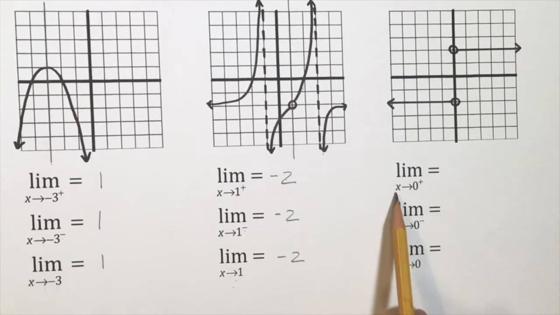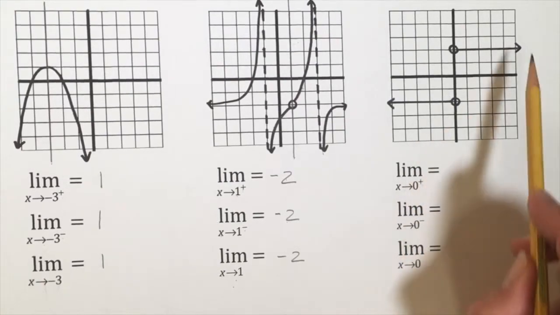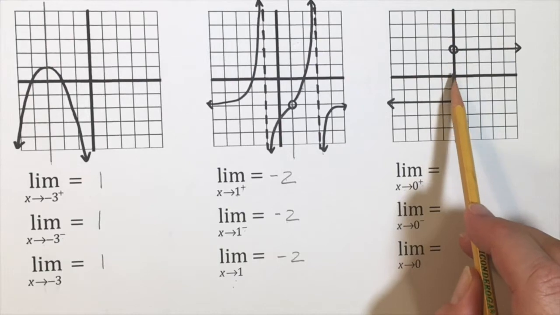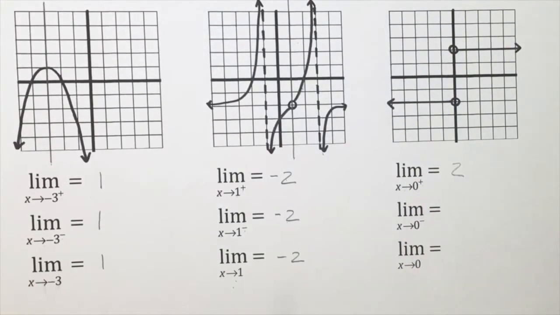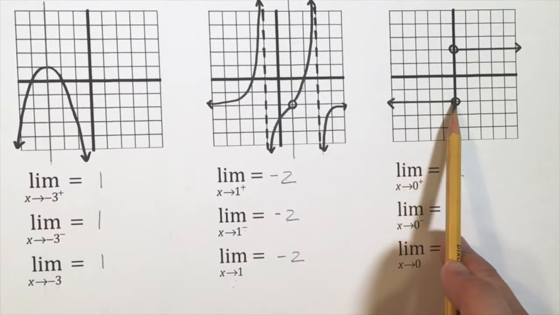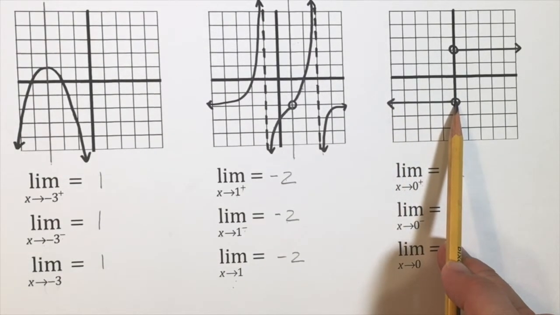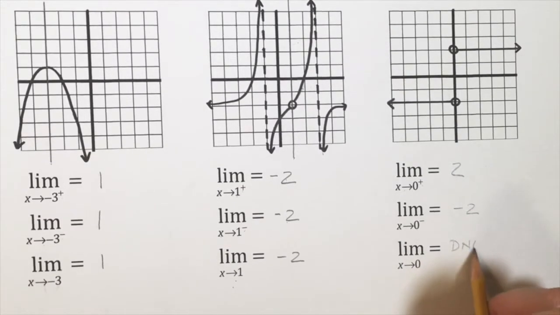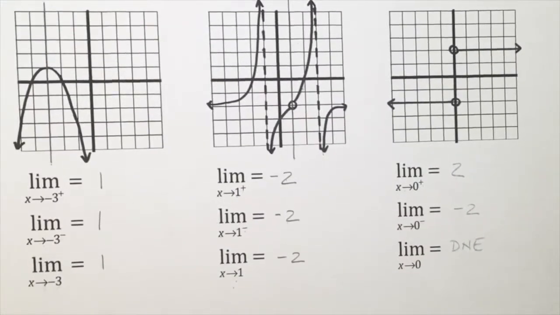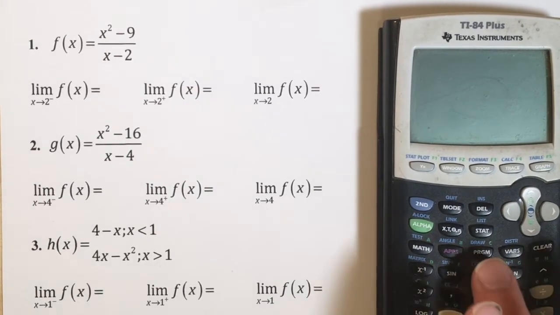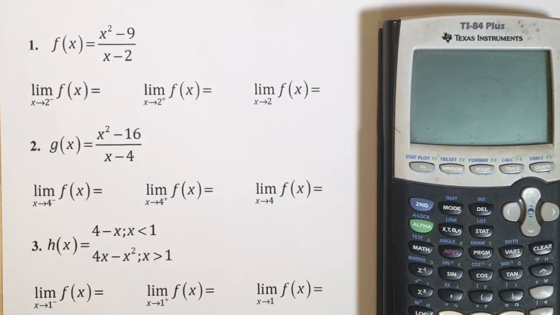Let's see the limit as x approaches 0 from the positive side. Well, as I approach 0 from the positive side, the graph is headed towards this point, 0, 2. The limit as x approaches 0 from the negative side, from the left-hand side, is headed towards the point 0, negative 2. The one-sided limits are not matching, so the limit as x approaches 0 does not exist. We'll evaluate all of these limits algebraically, but we'll also look at them graphically to hopefully increase our understanding.